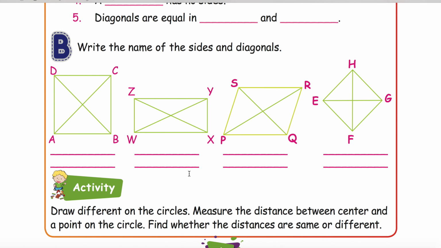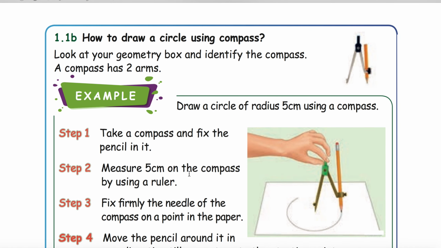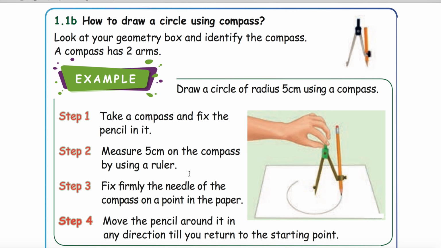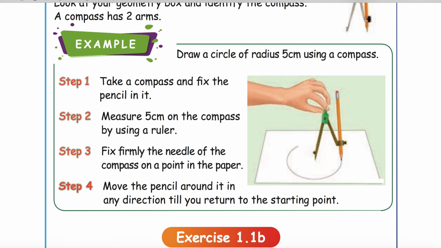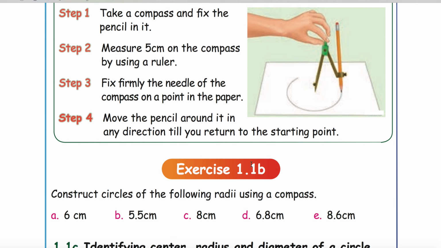This activity you do when you get leisure time. How to draw a circle using a compass. Follow these four simple steps, and you can draw the circles.